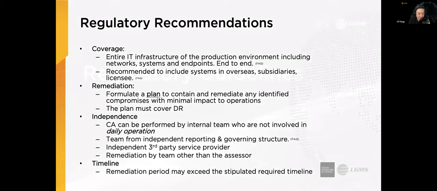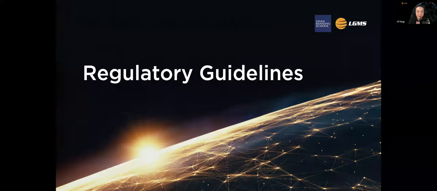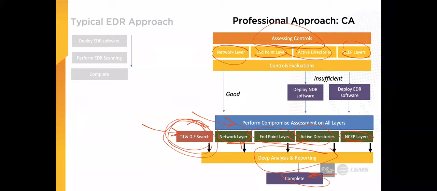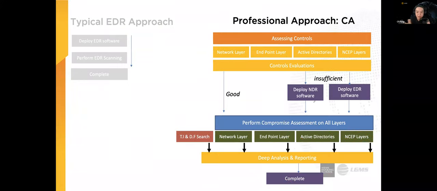We have just mentioned here, the approach is basically we will evaluate what you have and don't have first. We have a very comprehensive checklist, over 100 items, to tell you what we will be evaluating, because we have been conducting compromise assessments for more than 10 years already. That's why we can tell you that deploying software or tools is never able to tell you the real results.